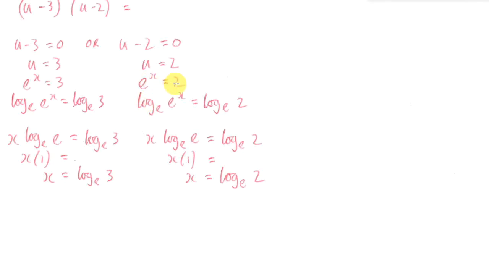On the right-hand side, I've got e to the x equaling 2. I take log e of both sides, and the reason I take log e of both sides is that this left-hand side here will collapse to become just x. The x, of course, comes down. Log e of e just becomes 1, leaving me with just x. So I've got log e of 2 is what it's equal to.